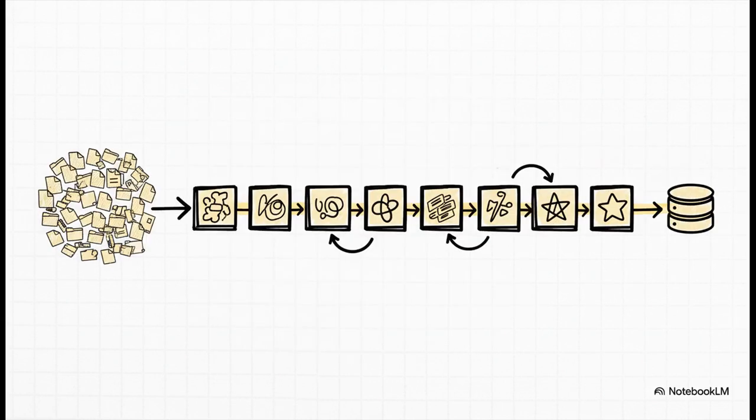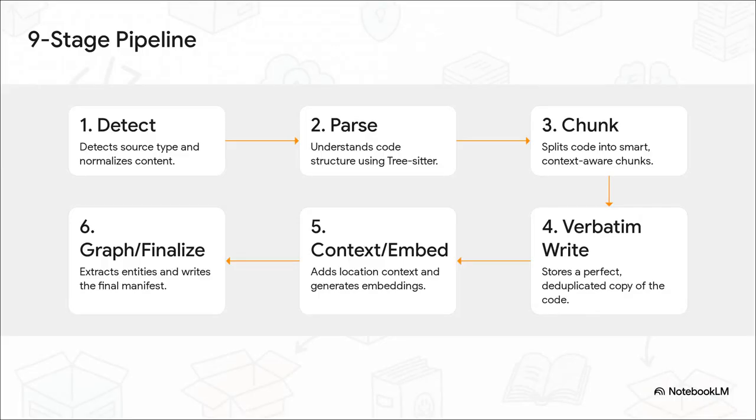Now, this kind of high-fidelity knowledge capture doesn't happen by accident. It's actually the result of this very meticulous 9-stage ingestion pipeline that processes every single file you throw at it. This is a very deliberate process. I just want to point out a couple of key steps here. Step 2, understand code structure. That's where it uses those powerful parsers we talked about.